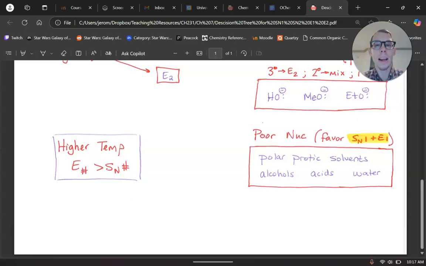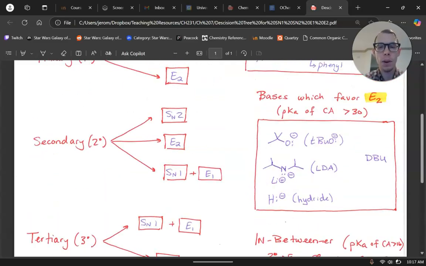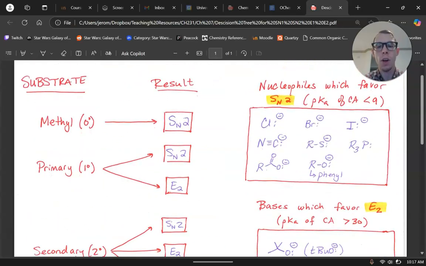And finally, as I mentioned on the last screen too, higher temperatures are going to favor your eliminations. So if you're deciding between an SN1 and an E1, if you see a temperature, which is going to be that delta, that's going to favor your elimination. If I write cold or 0 degrees C, that might be trying to hint that we're going to do more substitution. And that's a quick snapshot of the thought process that I would think about for each of those.